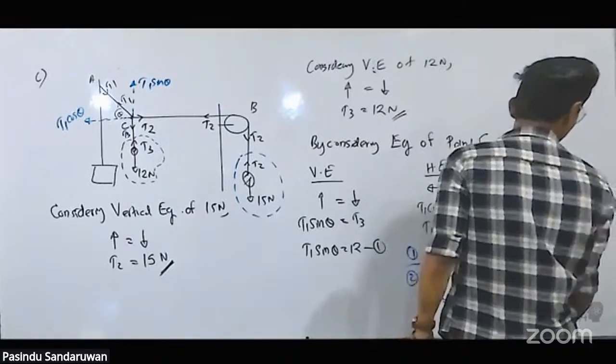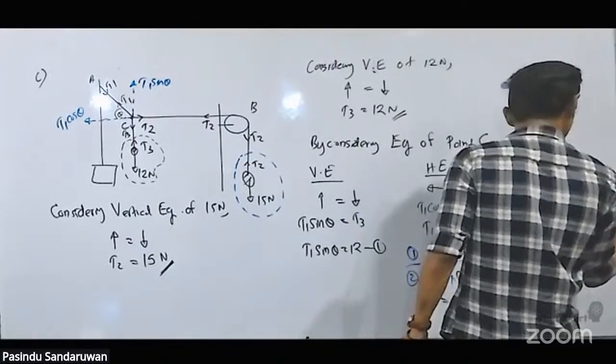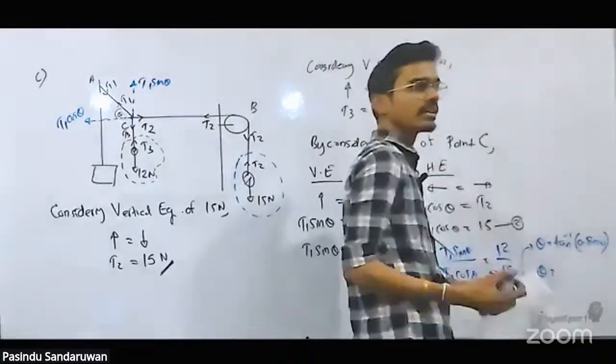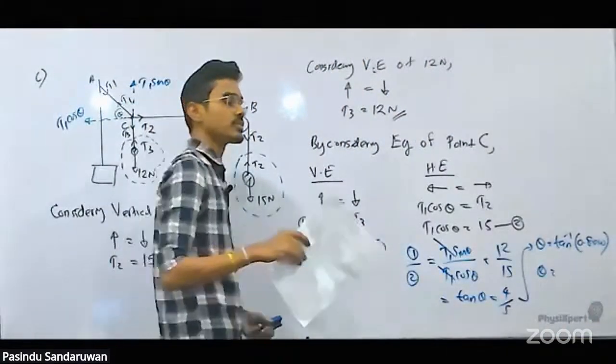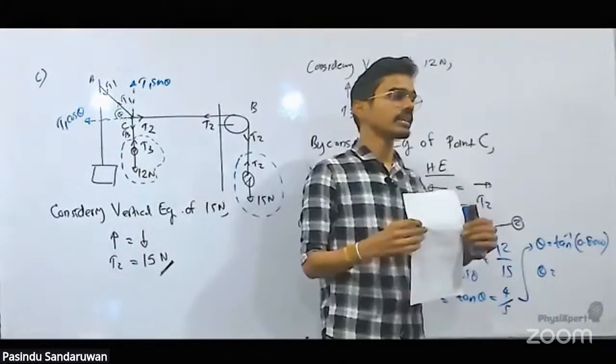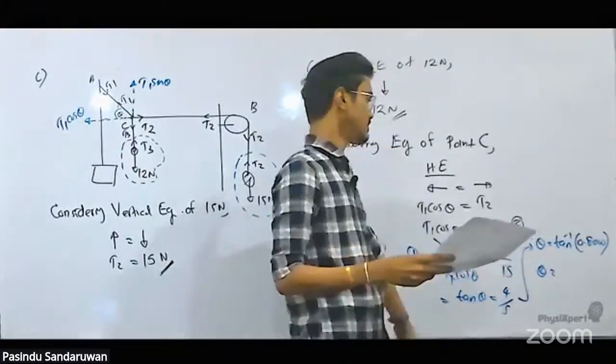You have to check the anti-tan value of this, the tan inverse, from natural tangents in the tan tables, right?